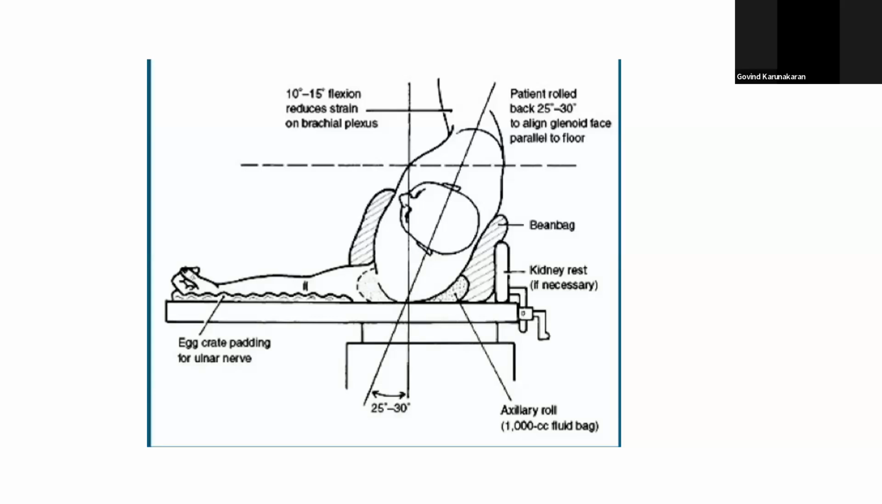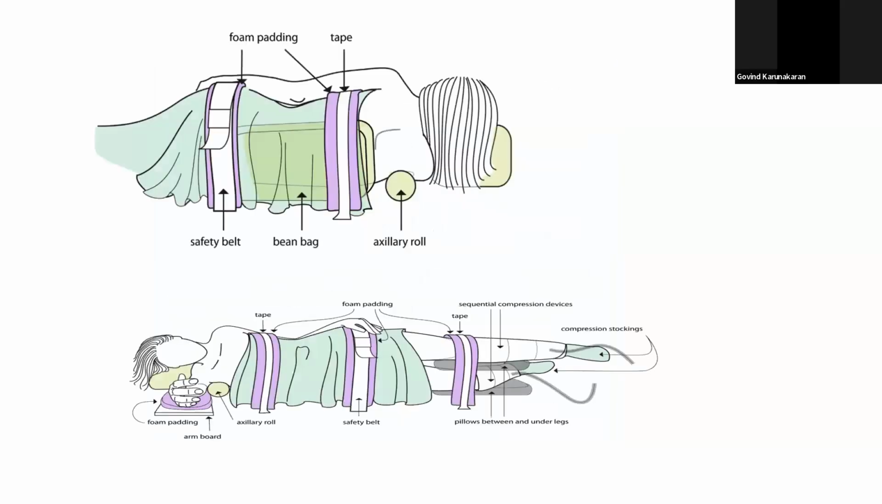And placing an axillary roll, just as I said, inferior to the axilla, just 2 to 3 finger breadths inferior, should be adjacent to the chest wall. And the contralateral arm should be placed on a padded arm board at 90 degrees of abduction. And a pillow should be placed between the knees as well as under the lower knee to prevent any pressure injuries. This image is also showing the same position.